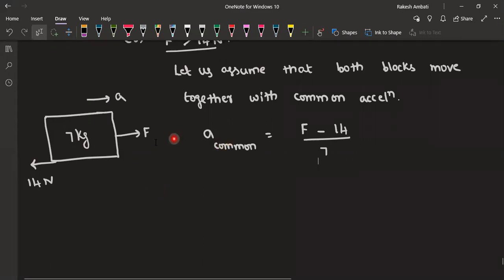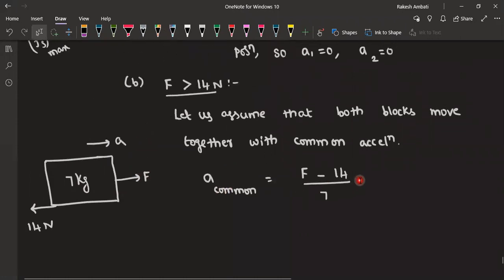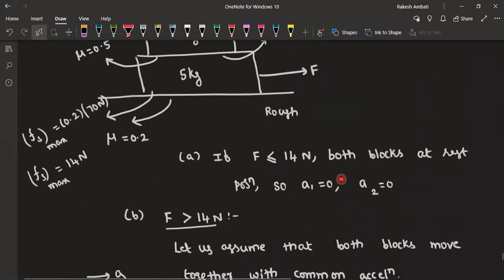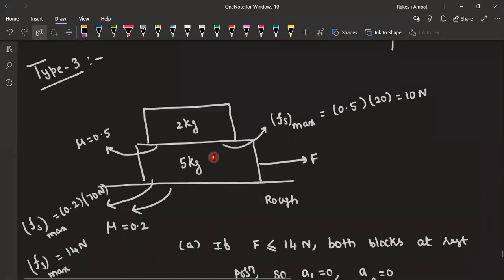So here the two blocks are moving together with a common acceleration, correct? But what is the common acceleration? What is the maximum value of common acceleration? A max equals F max minus 14 upon 7. In this case, they're moving together with the common acceleration.